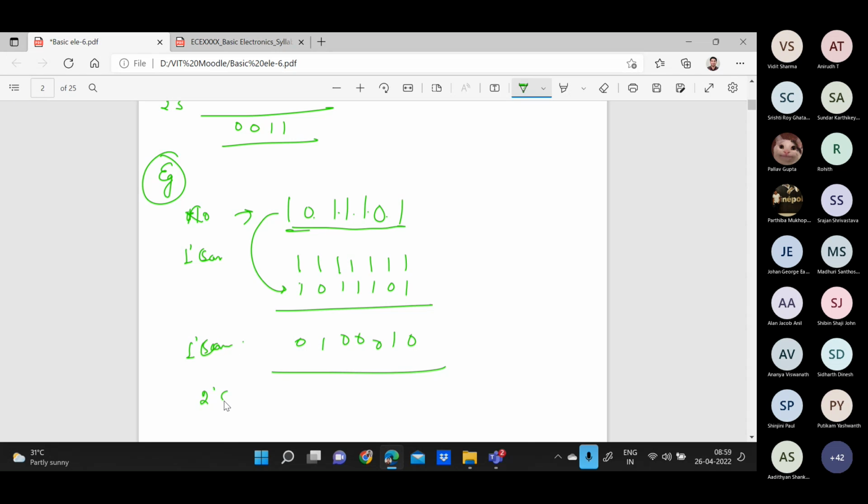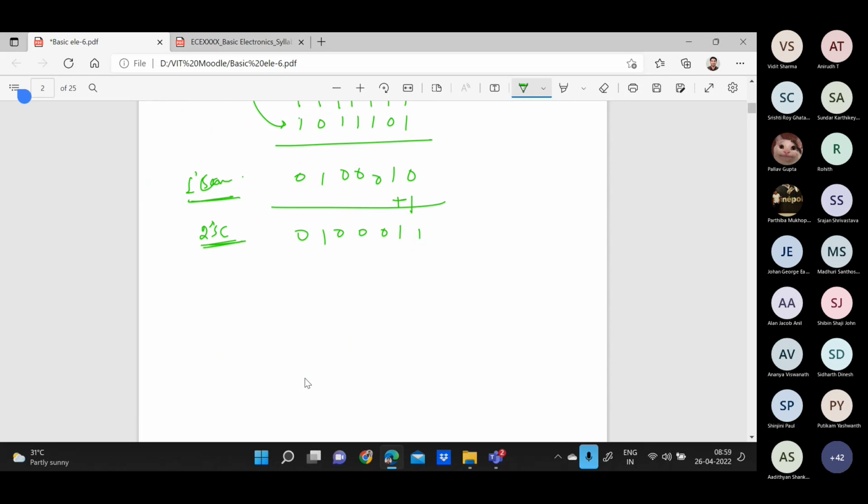Now, if I ask you to find the twos complement, what do you have to do? Plus 1. Adding 1 to the ones complement will give you the twos complement. So what will you get here? 1, 0, 0, 0, 1, 1. That is the way of finding the ones and twos complement.